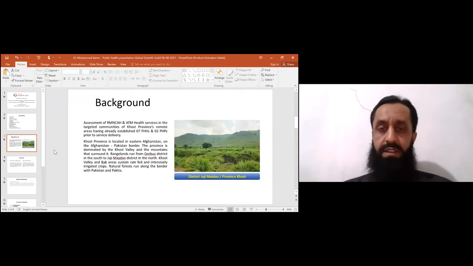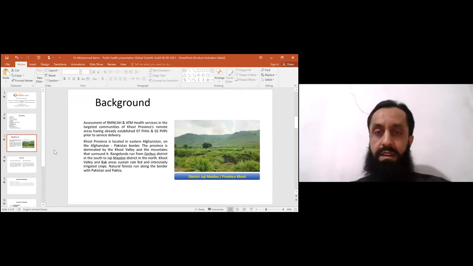The province is dominated by the Khost valley and the mountains that surround it, as you can see in this picture of one of the districts, Jaji Maidan. Rangelands run from Gurbuz district in the south to Jaji Maidan district in the north. Khost valley and Bak area sustain rainfed and intensively irrigated crops. Natural forests run along the border with Pakistan and Paktia. We selected these areas because, according to the Ministry of Public Health demographic health survey, most of these areas are still white, meaning there are no health services or access for rural communities.